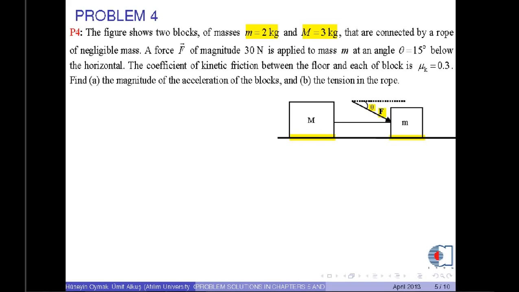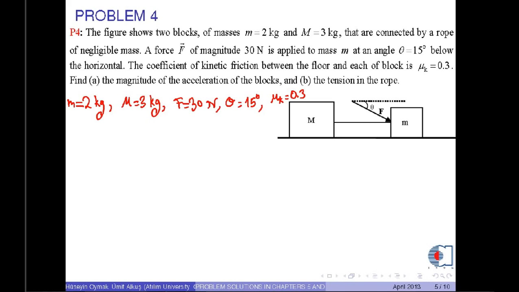Then we are asked to find the magnitude of the acceleration of the blocks and the tension in the rope. Okay, let's begin to solve this problem. Here we are given small m as 2 kilograms, capital M as 3 kilograms, magnitude of force F as 30 newtons, angle theta as 15 degrees, and mu k as 0.3.